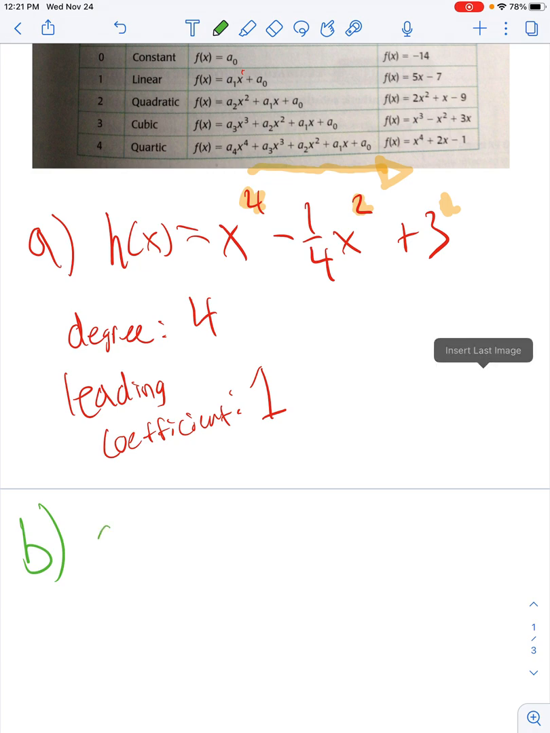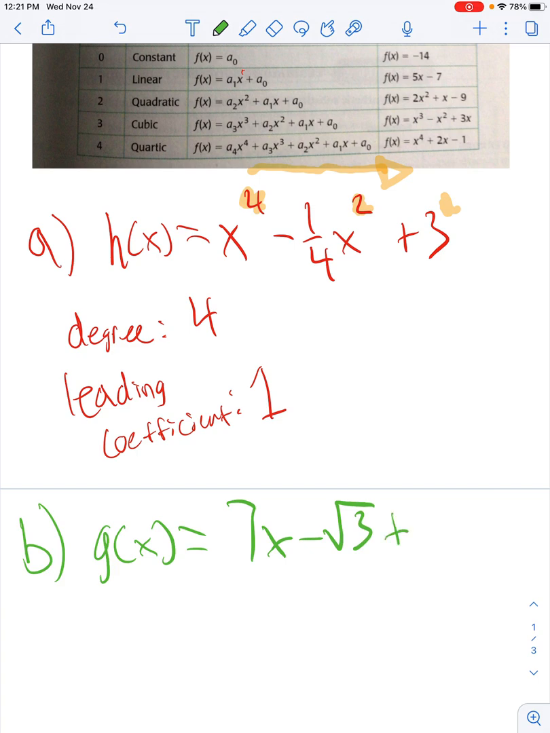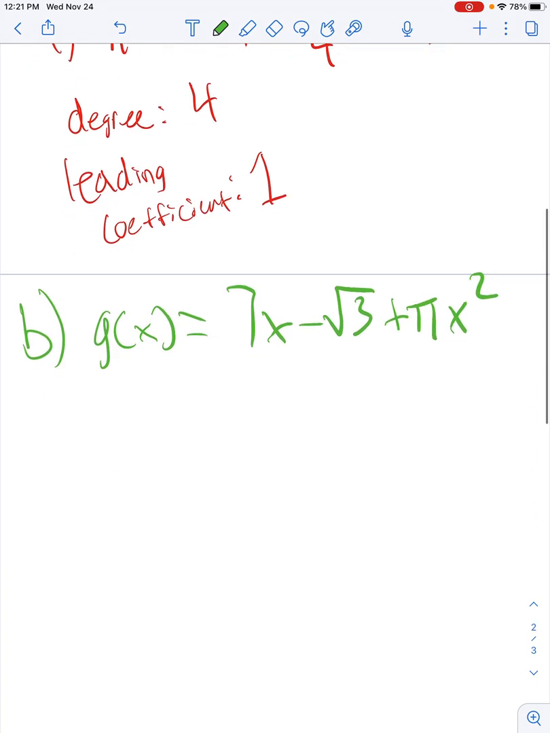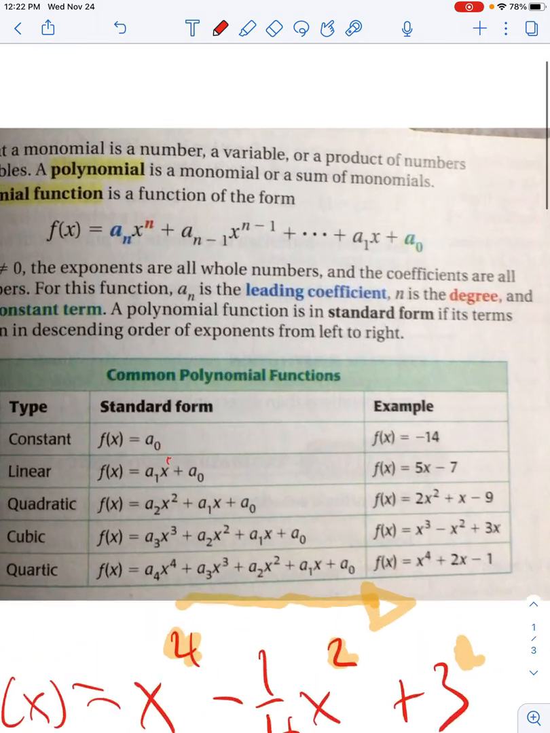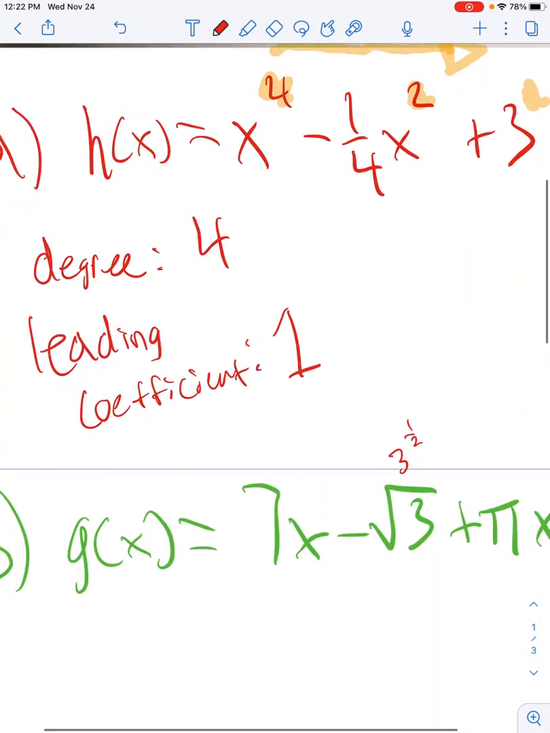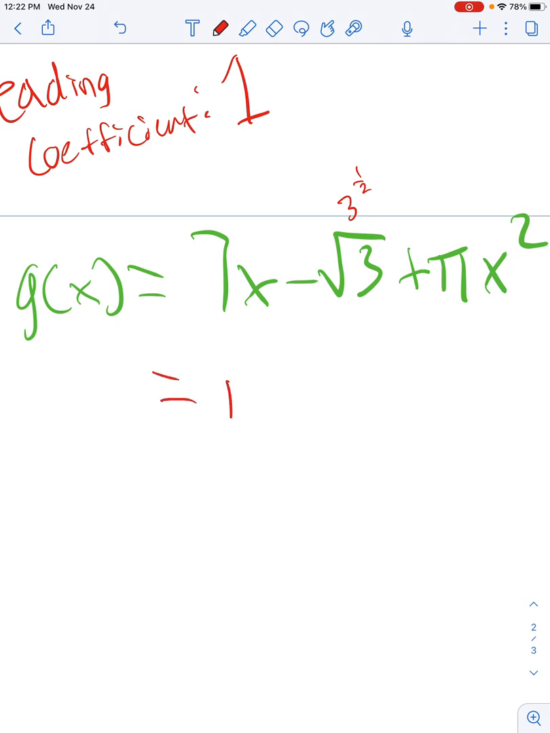If I look at a different example, maybe this one's not written in standard form. First thing, I would set this up. I might rewrite some of this. If I have a square root, maybe that's 3 to the 1/2, but really I'm thinking, the square root of 3, that's just a number. I don't have any x's. So while it's a number that never ends, that's going to be my a sub 0, because there's no x next to it. So if I rewrite this, I'm going to have pi x squared first, plus 7x, followed by my constant, which is the square root of 3.